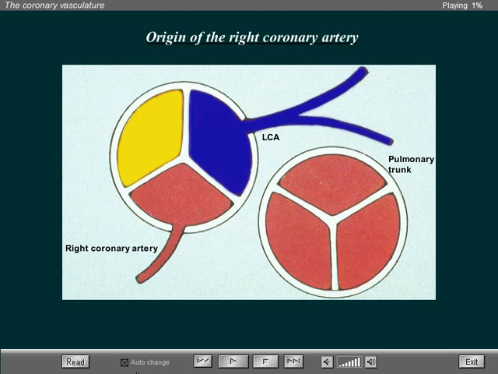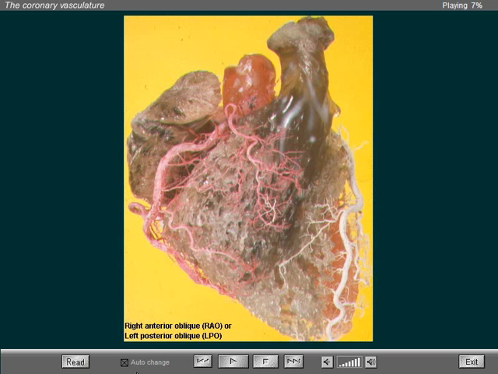The right coronary artery comes off the ventral sinus of Valsalva, the anterior aspect of the aorta, and courses in the right atrioventricular groove. In this anatomical specimen, turned slightly into the left posterior oblique projection, we can see the course of the right coronary artery, and we note the presence of the right conal artery, which crosses the ventral aspect of the right ventricular outflow tract.